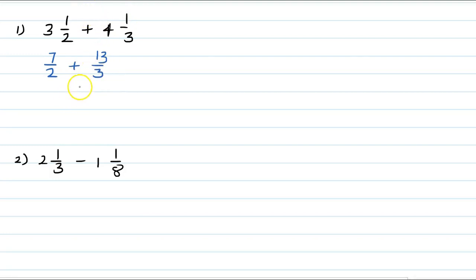So how can we do it? You need to multiply this into this, that is u, multiply u and multiply uu. So 3 times 7 is 21, then 2 times 13 is 26, and 2 times 3 is 6 here. So 21 plus 26 is 47, giving 47 over 6.